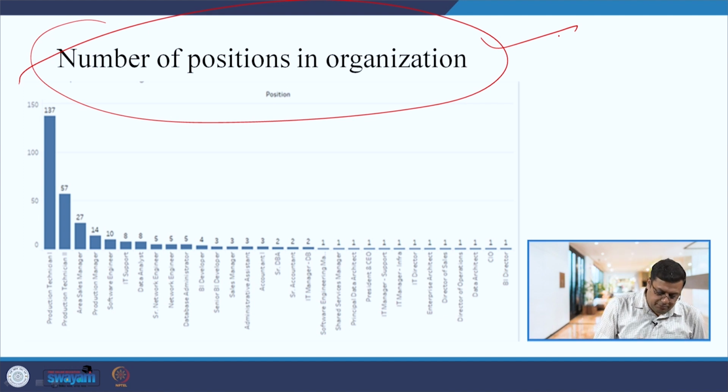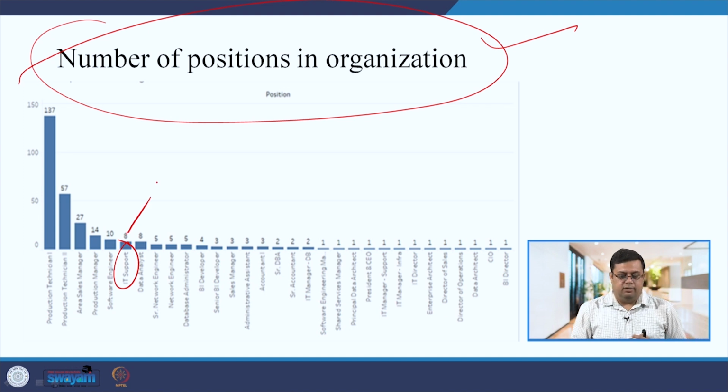So for example, IT support, 8 people are required, right? So these are the vacant positions and numbers. That is how you can present, and after this the recruitment and selection is done. On the same slide you can change the color and add how many positions are filled and how many are still vacant.